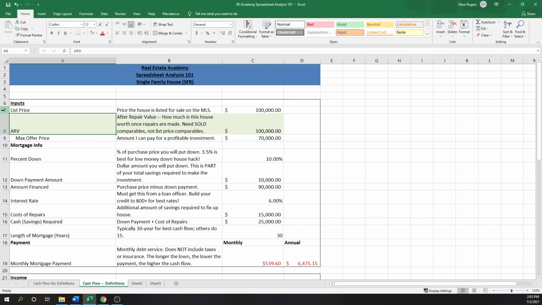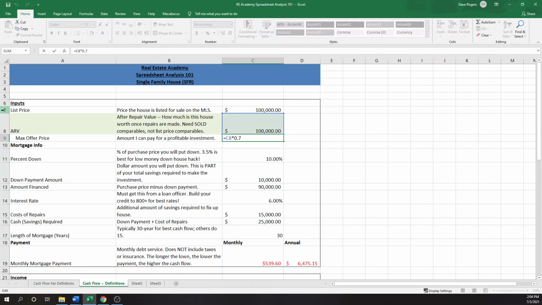Now, how do we get the ARV and what does that have to do with this other stuff? The after repair value is going to determine our max offer price. So if all the houses in the neighborhood where I'm looking sold for $100,000, then my maximum offer price, the number I'm going to offer to know I'm getting a deal, is going to be 70% of my ARV. So an Excel shortcut to look at the cell is F2. When I hit F2, it shows me this. We'll go back. So F2, hit enter.